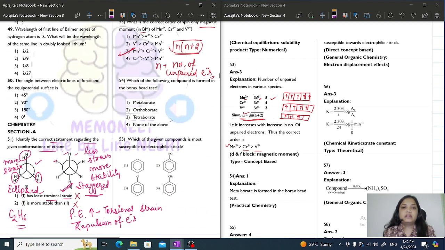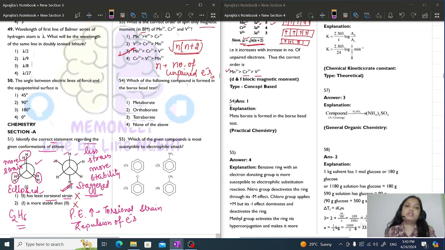Now the next one is, which of the following compounds is formed in the borax bead test? First of all, we know that the borax bead test is used to identify or determine the specific metals that are found in minerals that cannot be determined by the flame test or any other test. Here we take borax, it is heated, it forms a bead, and if we add the particular mineral, it will give you a colored bead. By looking at the color, we can get to know the metal.